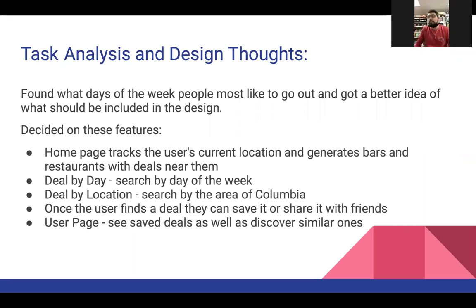For the task analysis and design, the homepage tracks the user's current location and generates bars and restaurants with deals nearby. We went with deal by day and location, and once a user finds something that they would like and probably would like to share with their friends, they could save it, and it saves the deals that they discover or that have similar ones.